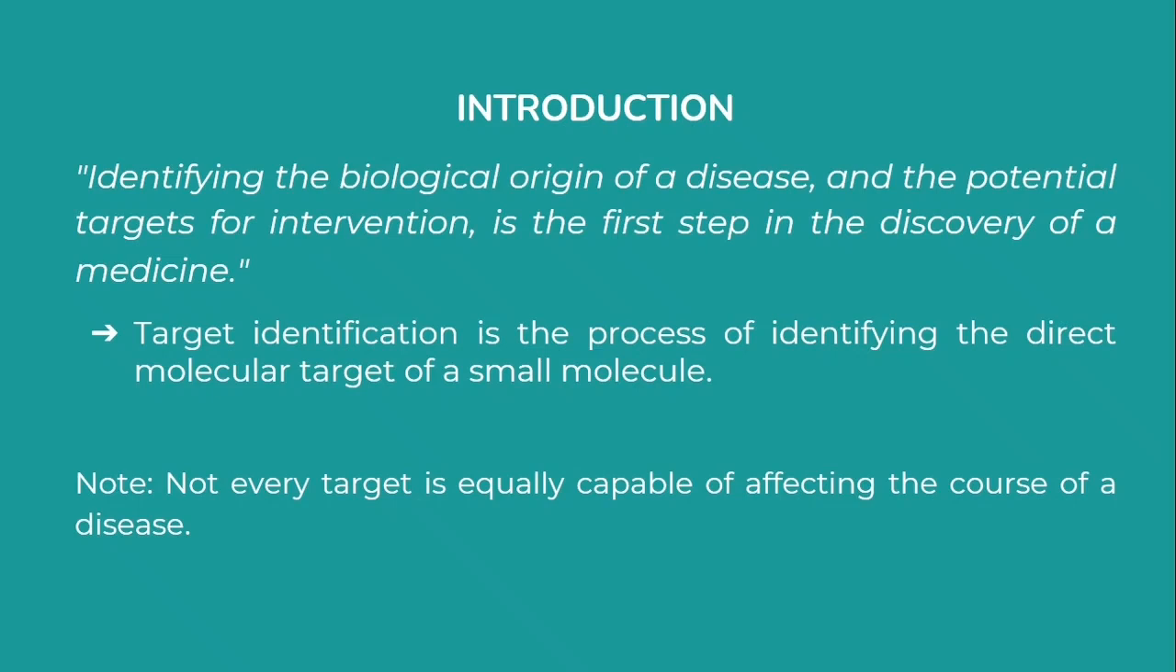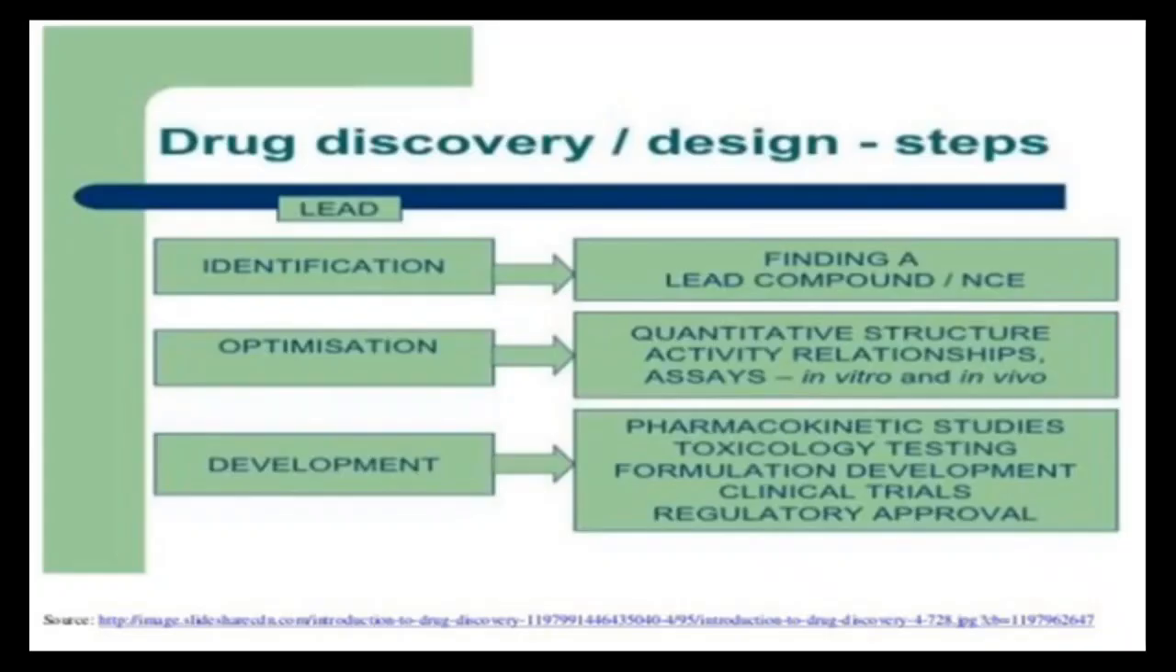Target identification is the process of identifying the direct molecular target, for example, a protein or nucleic acid, of a small molecule. In clinical pharmacology, target identification is aimed at finding the exact target of a drug. There is a need to find a protein, for example, the receptor or gene associated with the disease with which a potential drug interacts, the so-called target. Not every target is equally capable of affecting the course of a disease.